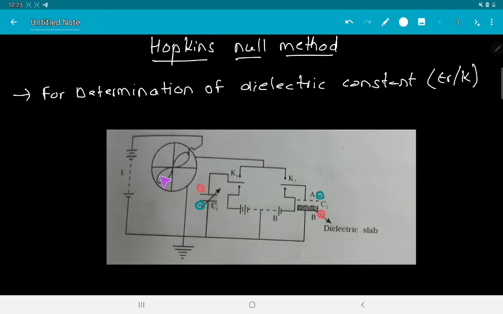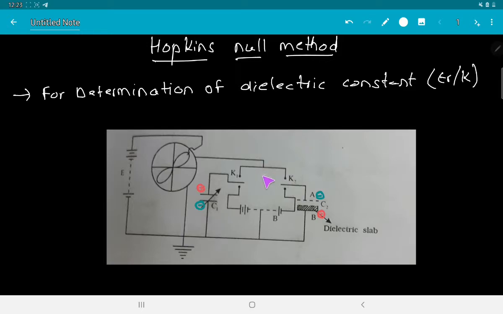Now this electrometer, a meter which is used to measure charge or potential difference, is connected to these keys K1 and K2. On the other side we have two capacitors, C1 and capacitor C2. Initially in the C2 capacitor there is no dielectric medium in between, only air is there. Here also we have this C1 which is a variable capacitor, and there is another battery. In this battery, this is the positive terminal which can be connected to this wire, and the negative terminal of this battery can be connected to this K2.